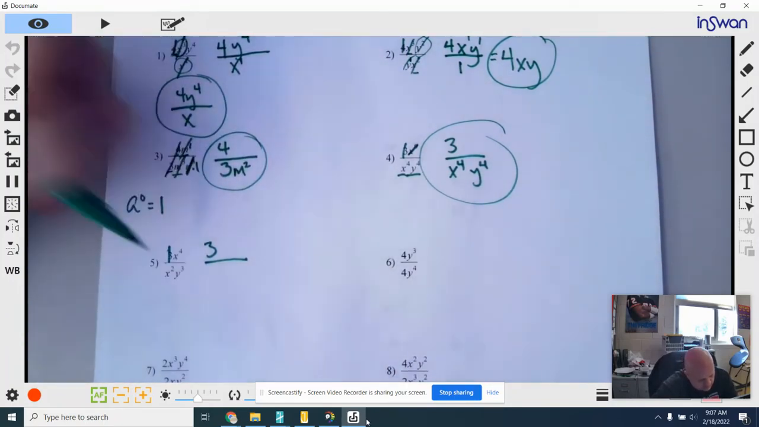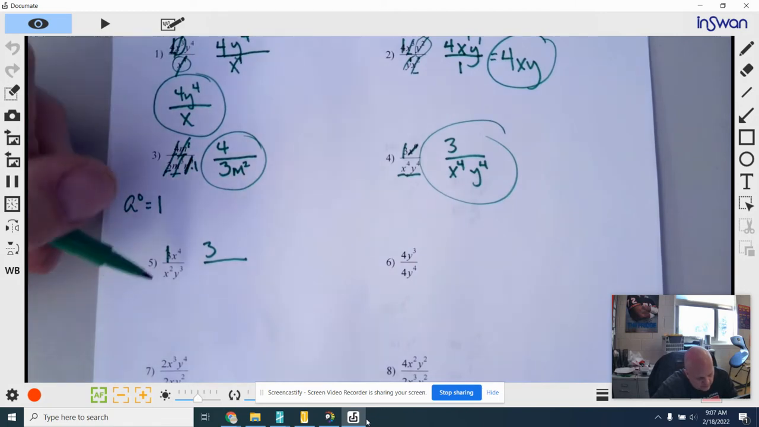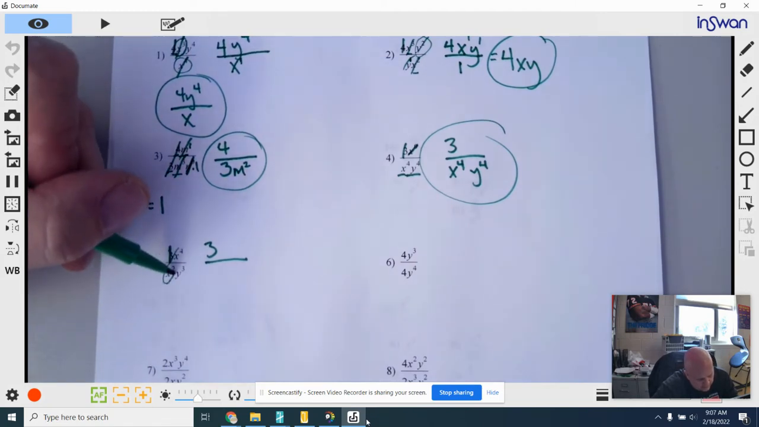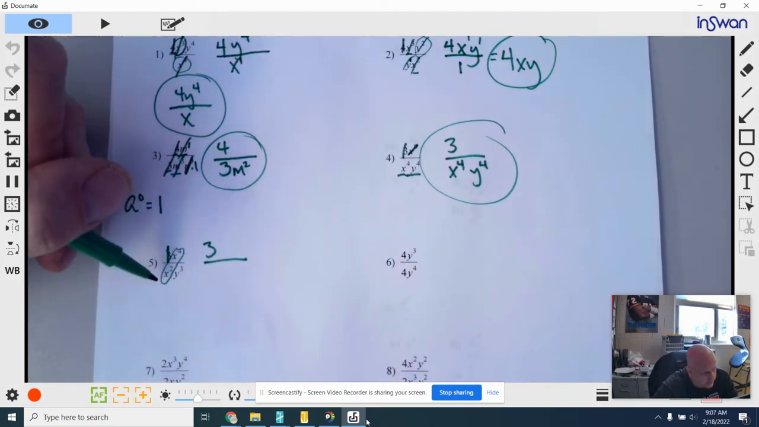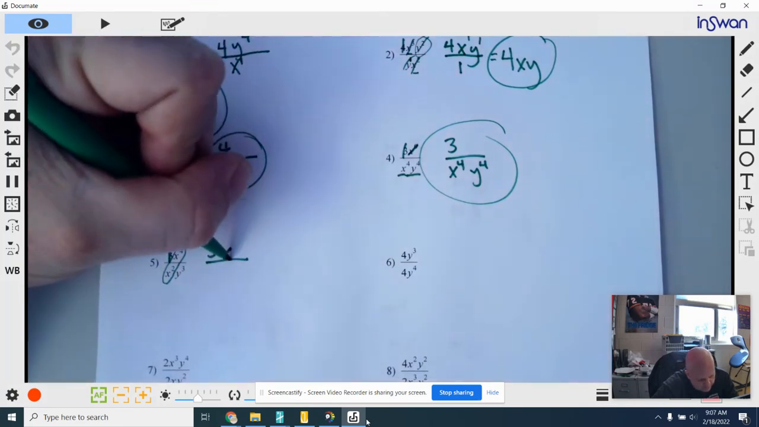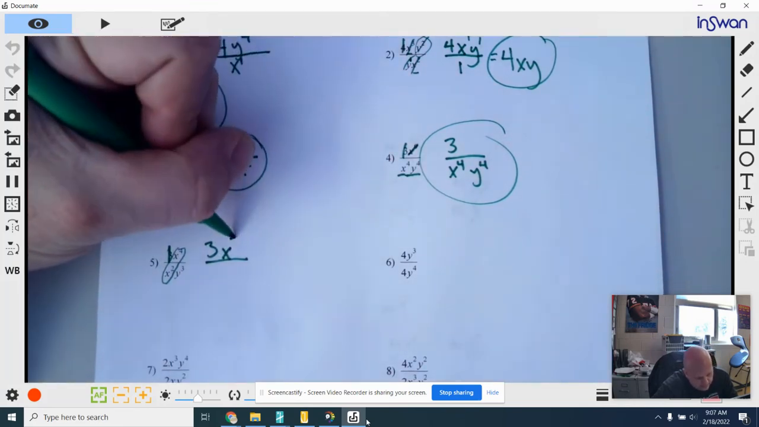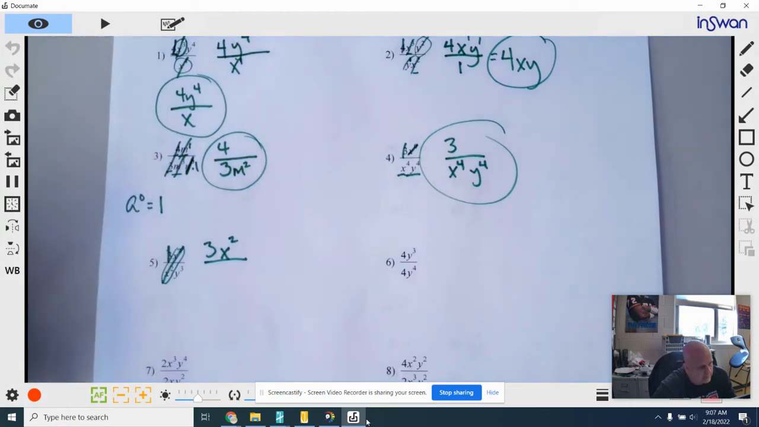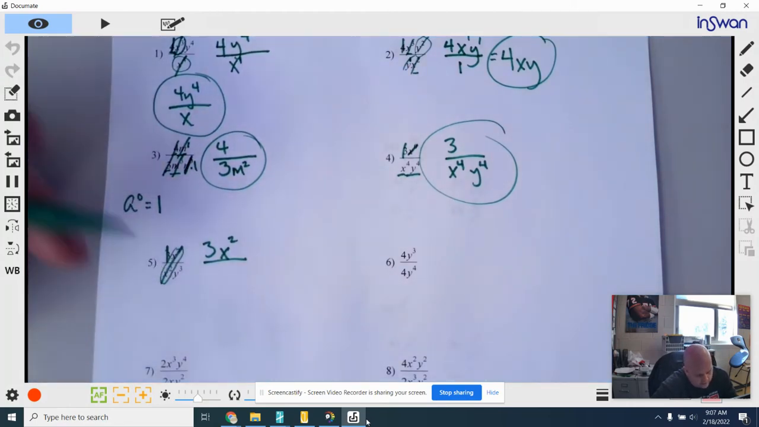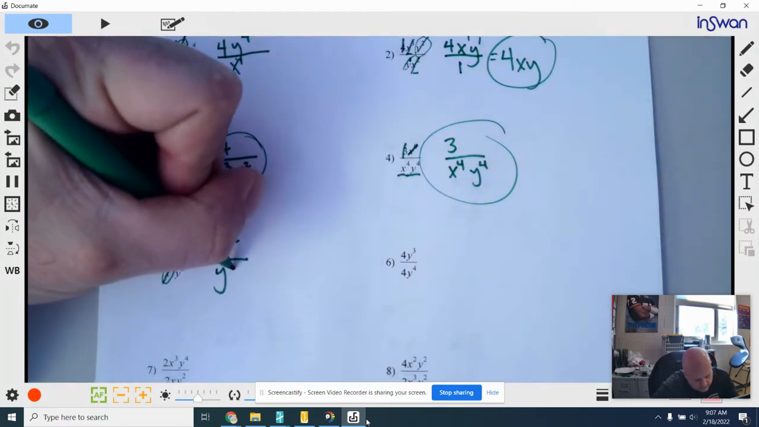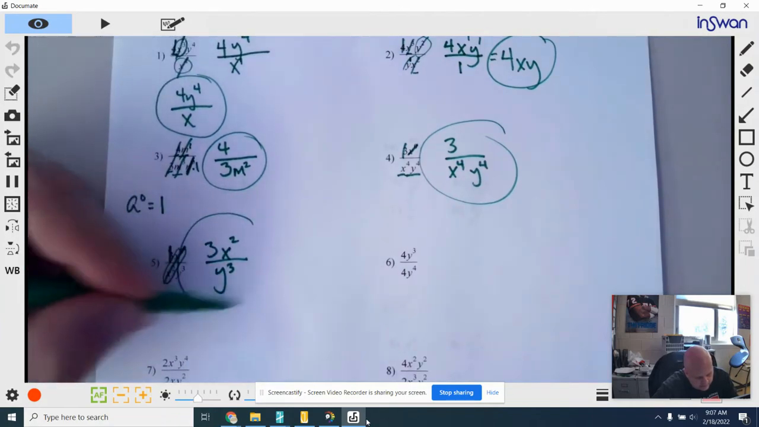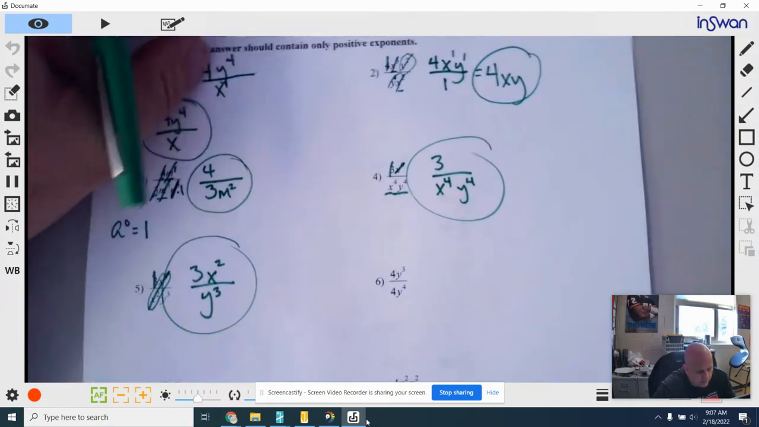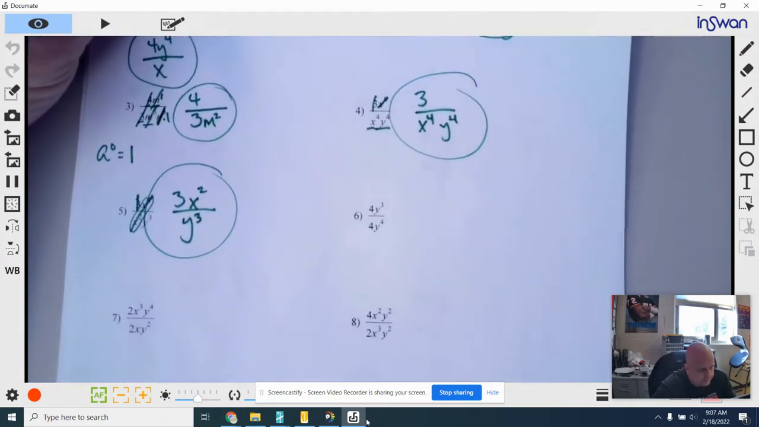Number 5, starting off, we got a whole number of a 3. There's no other whole numbers. If I look at my x's right here, you got 4 up top, but 2 on the bottom. So there's more up top. 4 take away 2 is 2. So those are done. And then on the bottom, you got 3 y's that don't combine with anything. So 3x squared over y cubed.